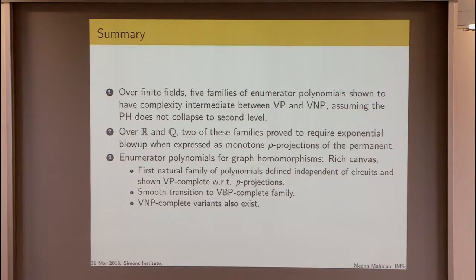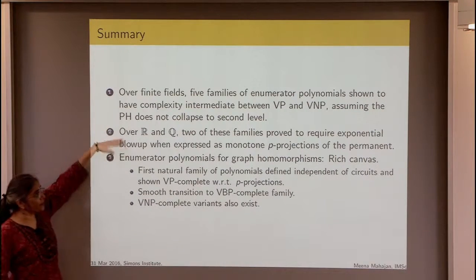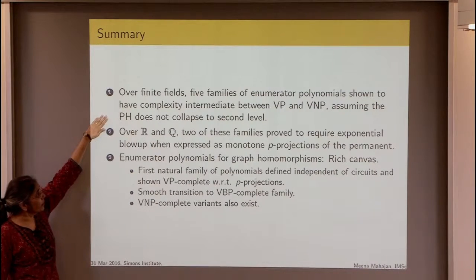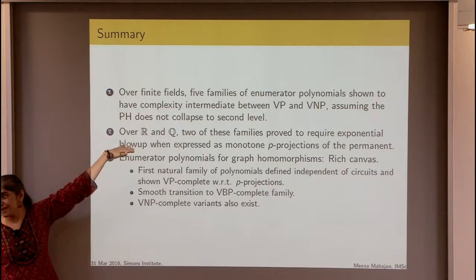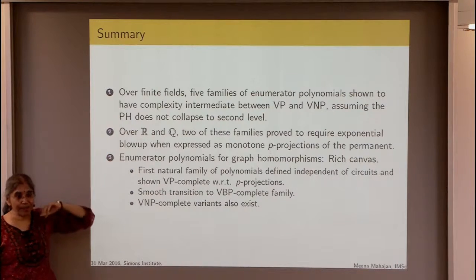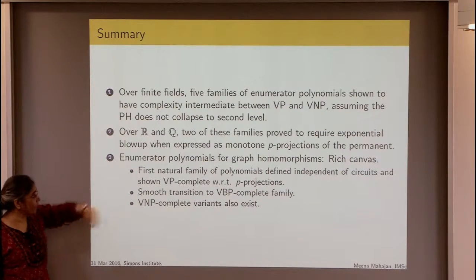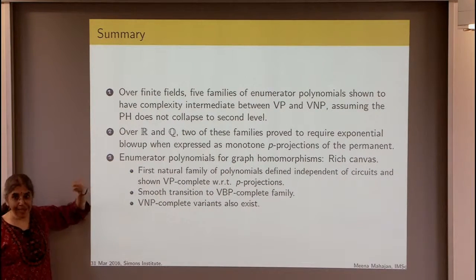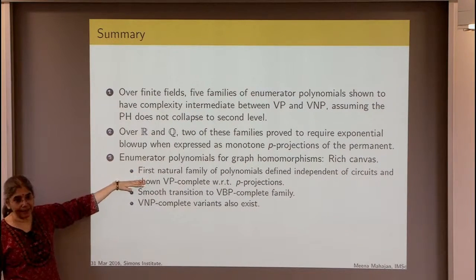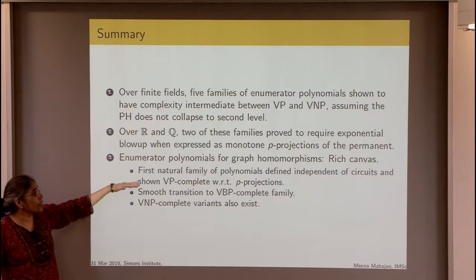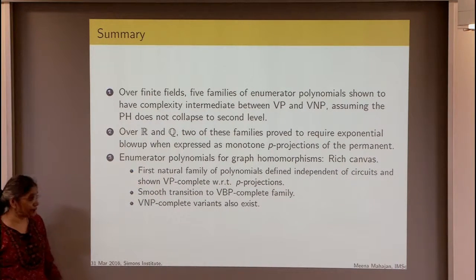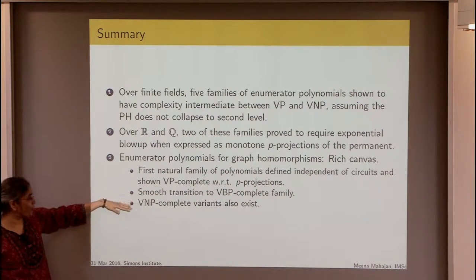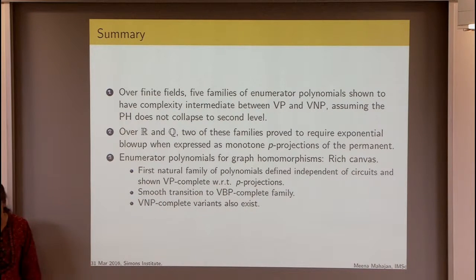So to summarize, there were results of 3 different flavors. We showed that some polynomials are intermediate under complexity theoretic assumptions. We showed that 2 of these families cannot be expressed as monotone polysize projections of the permanent. The blow-up is provably large. And then we came up with enumerator polynomials based on homomorphisms, which are actually VP complete, and is the first natural family that we know of which is complete for VP. So this suggests that with homomorphisms, there's a lot more that one could do, because there are also VNP complete variants and so on.